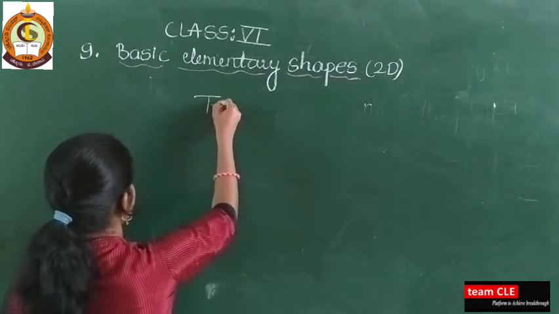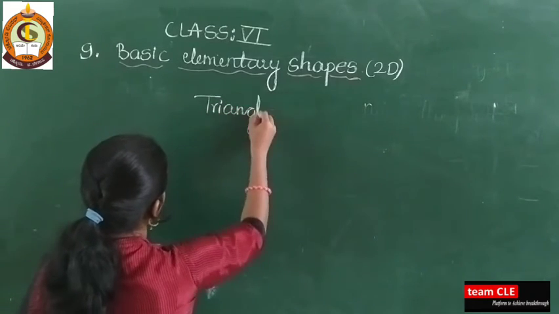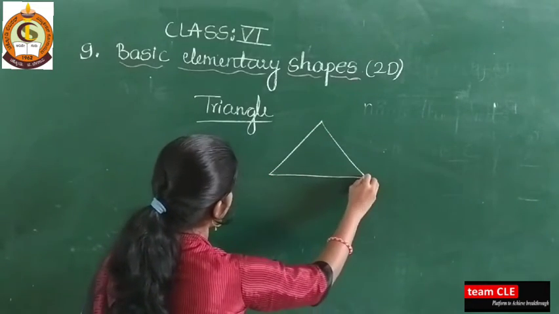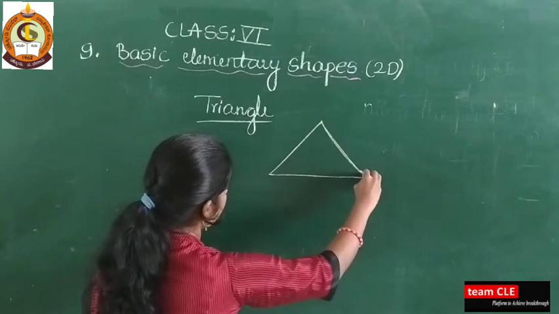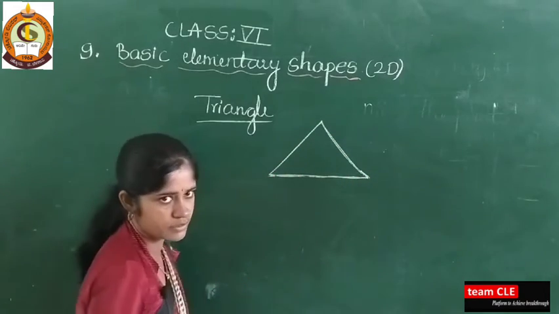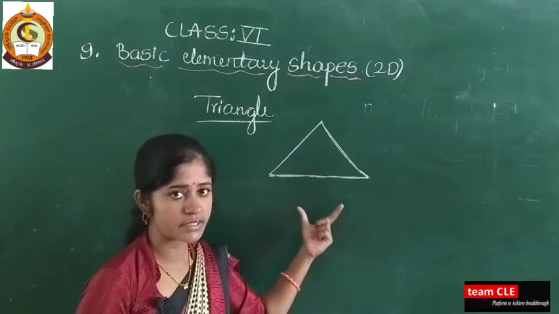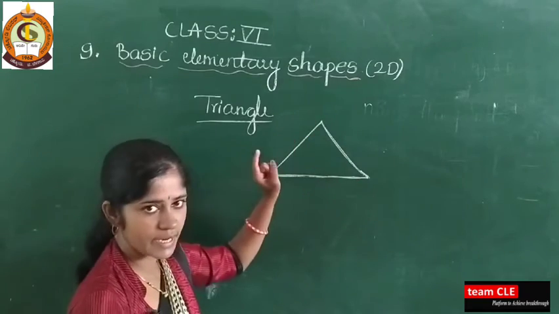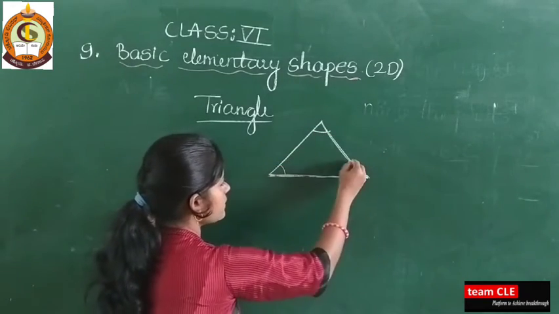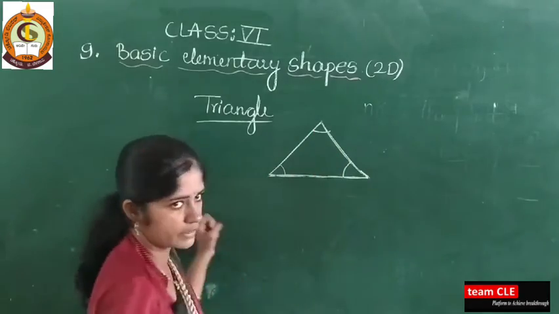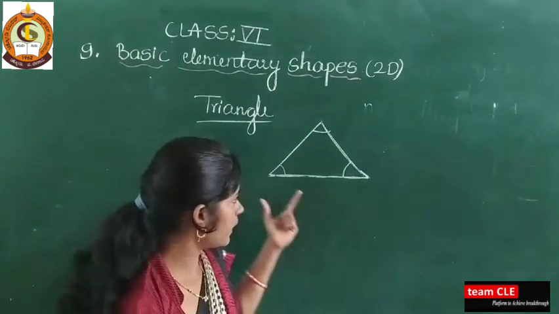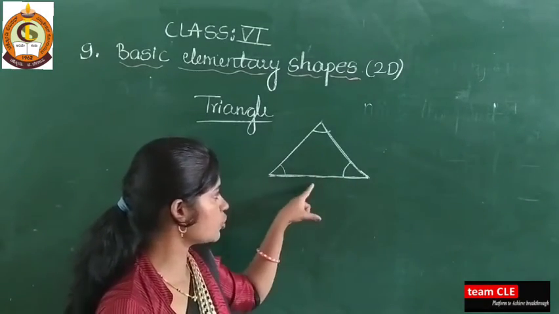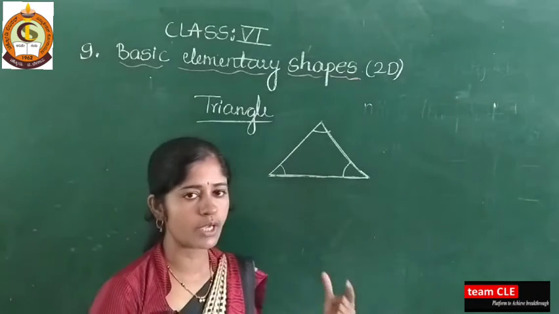Yes, triangle. See here, when three non-parallel lines join, whichever figure is formed, that we call a triangle. Triangle means it has three sides, three vertices and three angles. See here, 1, 2, 3. Three sides are there, three angles are there, and three vertices are there, and it is a closed figure. Yes, already you know about closed figures and open figures. So when three line segments are joined, this type of closed figure we call a triangle.